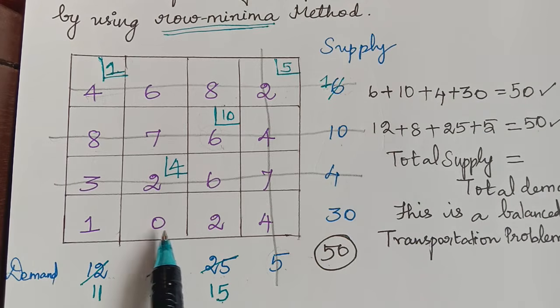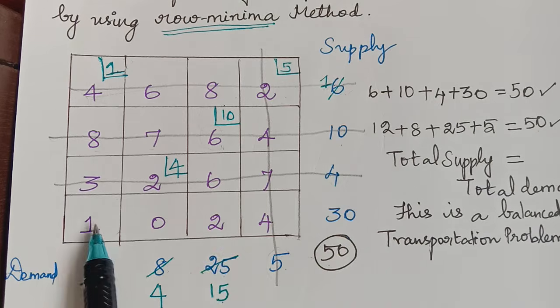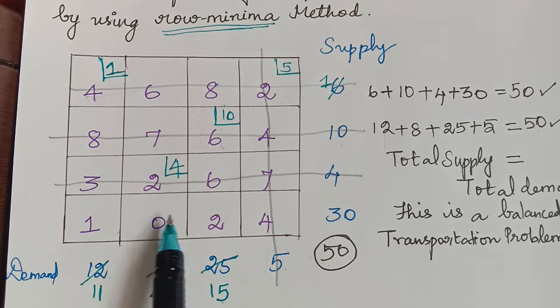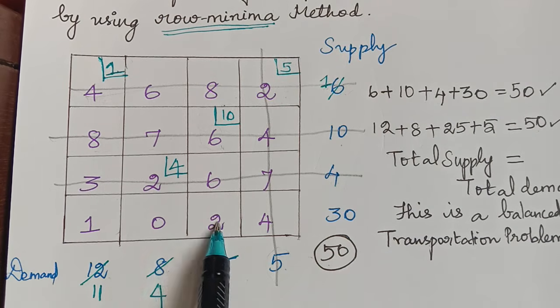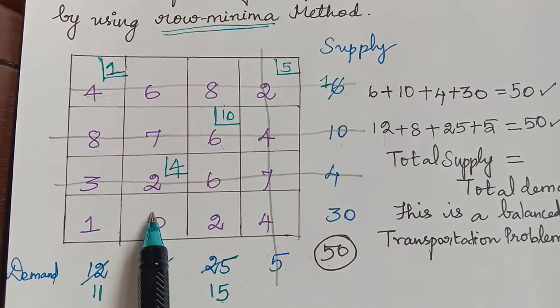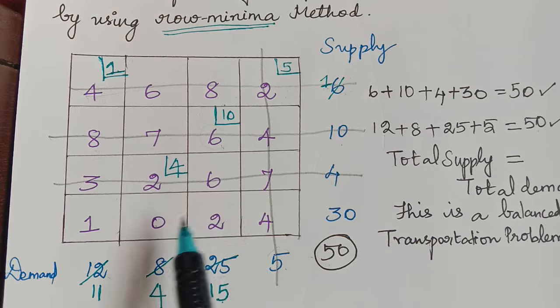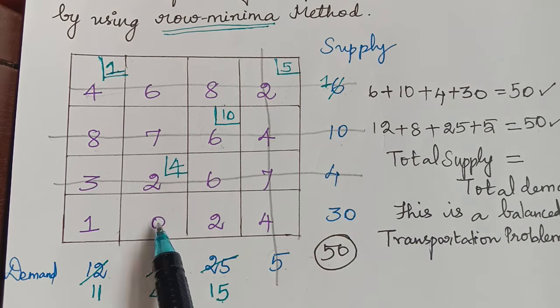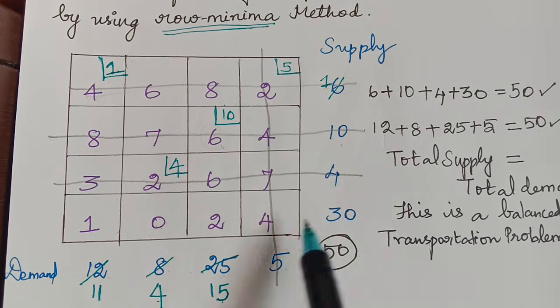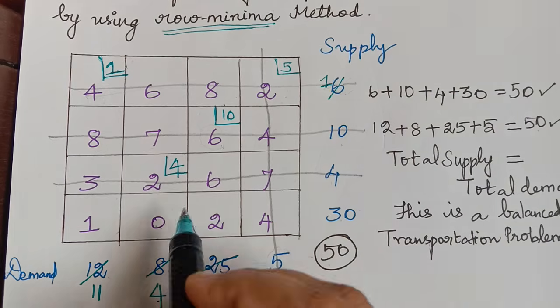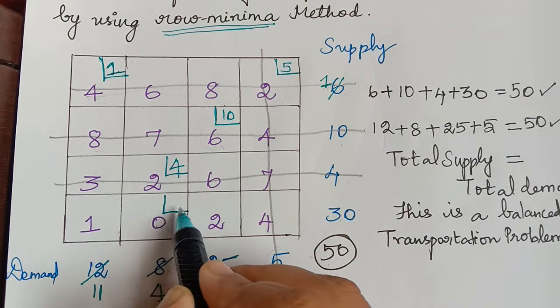So what is the minimum element in the fourth row? The elements left out are 1, 0 and 2. Out of these 3, the minimum element is 0. So we have to make an allotment for this cell. The corresponding supply for this cell is 30 and the demand is 4. Now which is minimum out of these two? 4 is the minimum value. So we have to make an allotment over here.